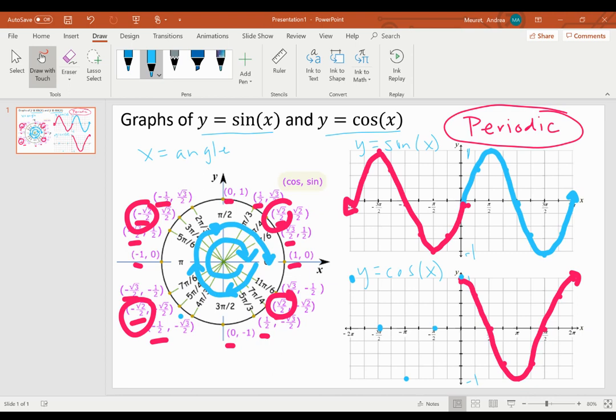And same idea, once again, those little points in the middle at root 2 over 2 and negative root 2 over 2. I'm just kind of estimating where that would be. And so we get another period of the cosine graph. So these are the parent functions of y equals the sine of x and y equals the cosine of x.